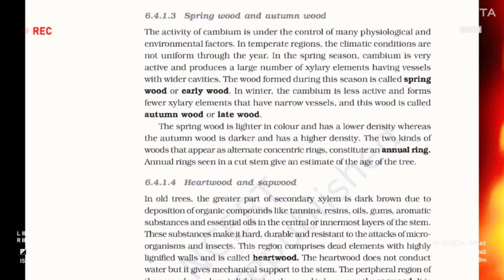The spring wood is lighter in color and has lower density, whereas the autumn wood is darker and has a higher density. The two kinds of wood that appear as alternate concentric rings constitute an annual ring. Annual rings seen in a cut stem give an estimate of the age of the tree.